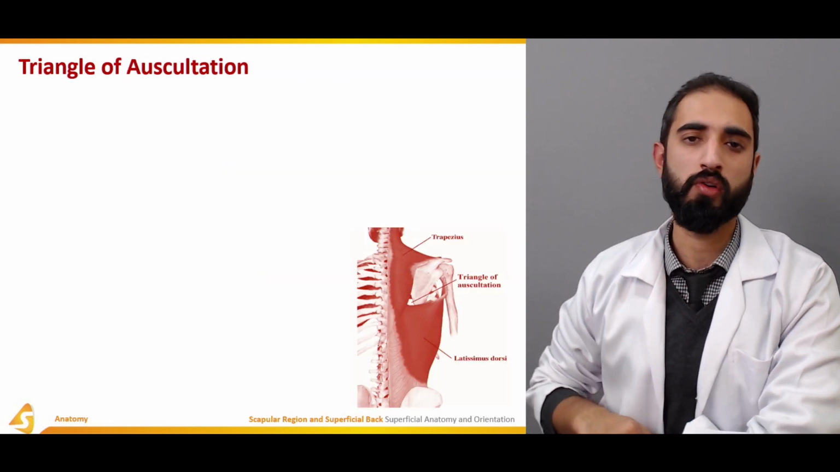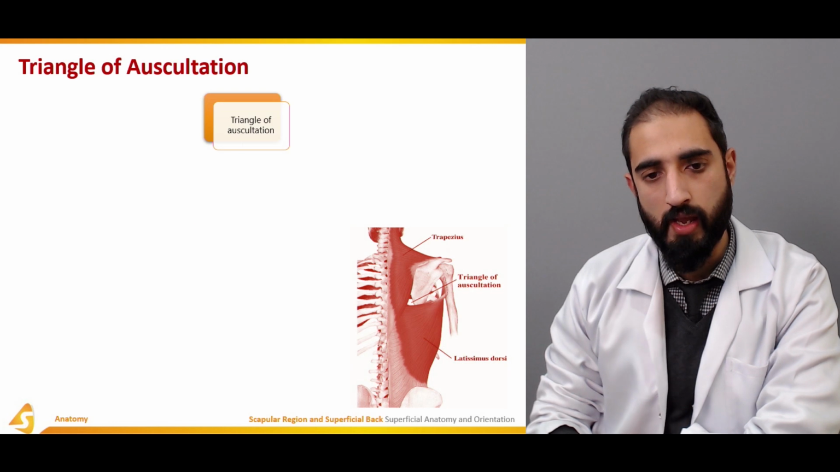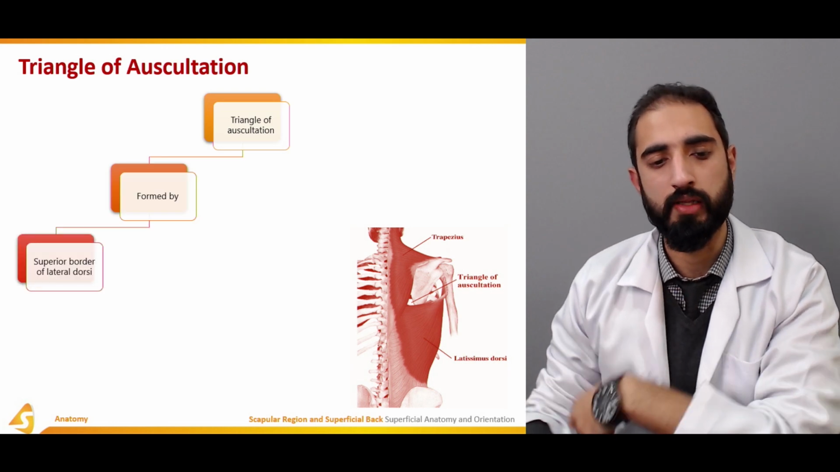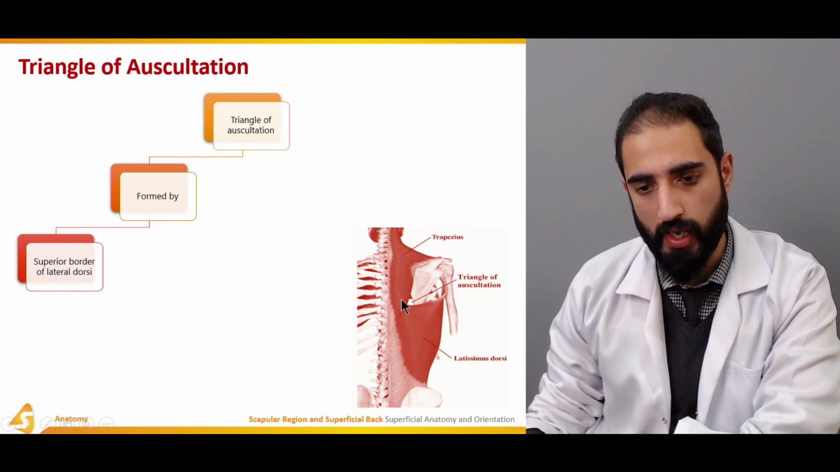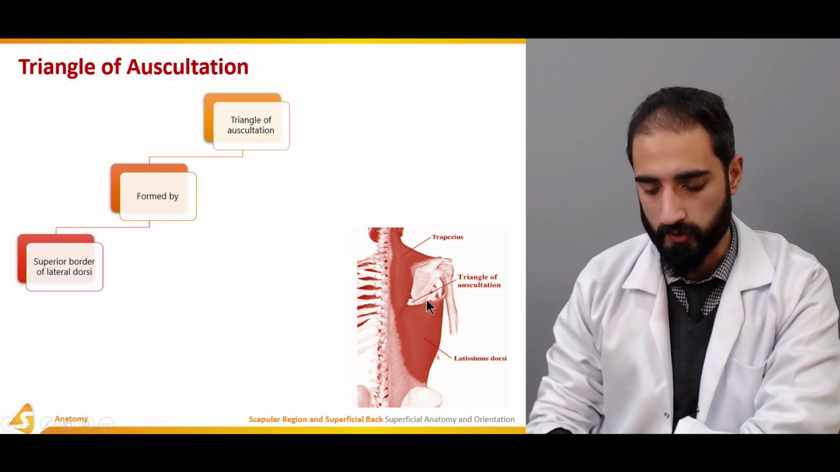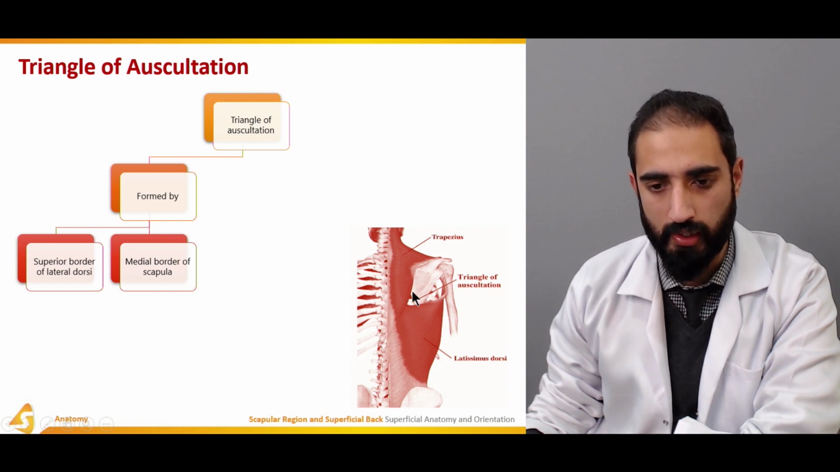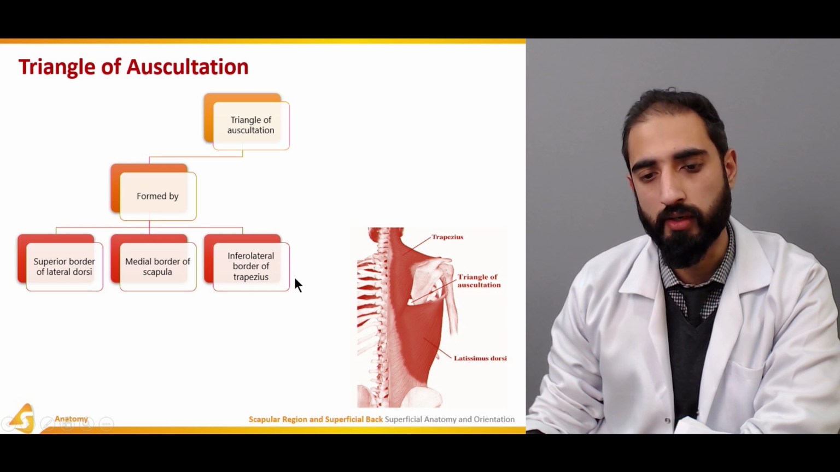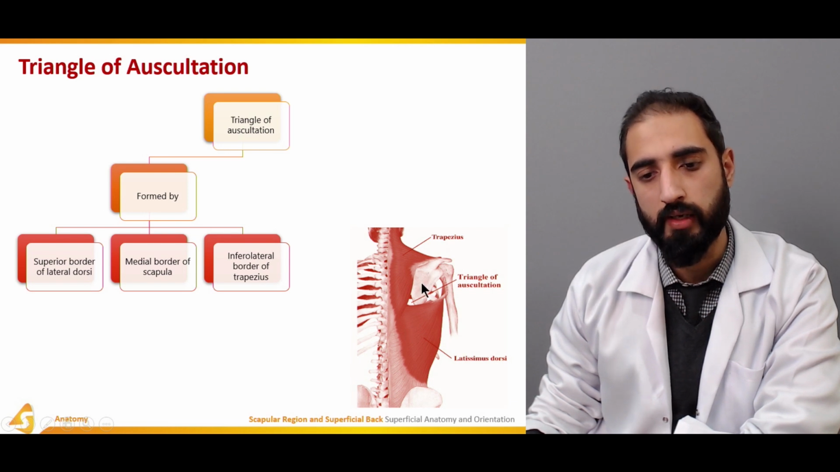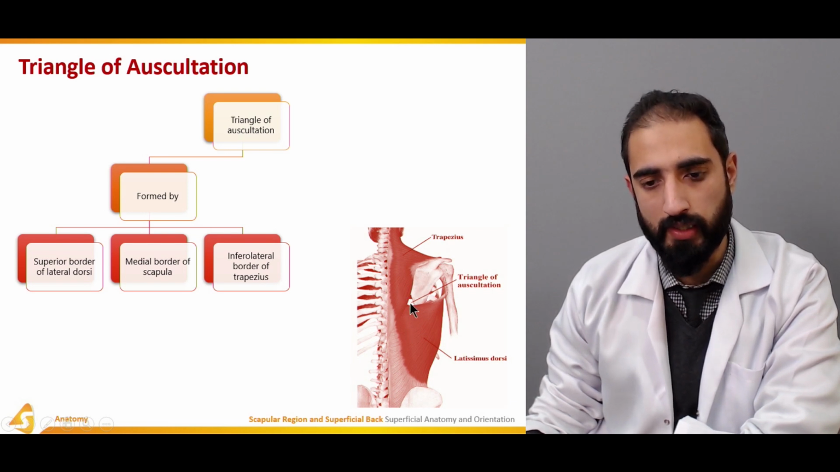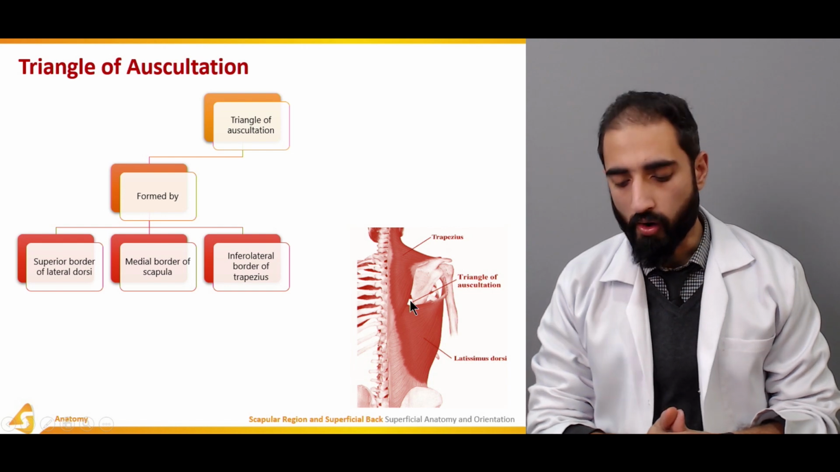The triangle of auscultation or auscultatory triangle is actually a very important structure talking about the superficial anatomy, because the triangle of auscultation is formed by the superior border of the latissimus dorsi. So here we have the latissimus dorsi, and this is the superior border of the latissimus dorsi. Then we have the medial border of the scapula or the vertebral border of the scapula, as you can see here. And then we have the inferior lateral border of the trapezius, which is here. If we look at all these three structures, the latissimus dorsi, the scapula, and the lower trapezius, then we have a small gap in between them, and this small gap is known as the triangle of auscultation or auscultatory triangle.